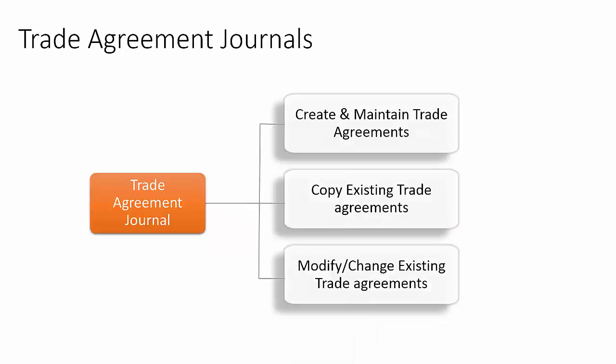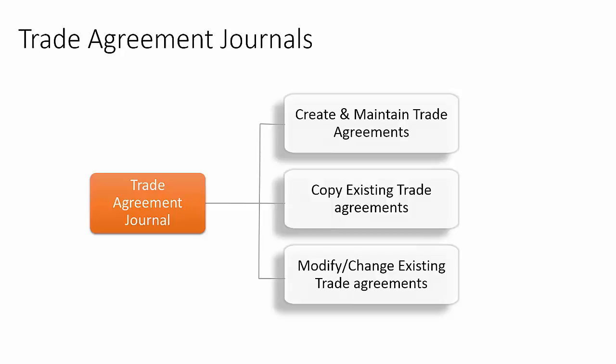We can use trade agreement journals to create and maintain trade agreements. You can create new agreements manually or by copying and modifying existing agreements. This is helpful if a new company is starting without any trade agreement specified. You can enter all agreements from the trade agreement journals. You can use existing agreements to retrieve or modify a change that occurs, for example in price or delivery days.